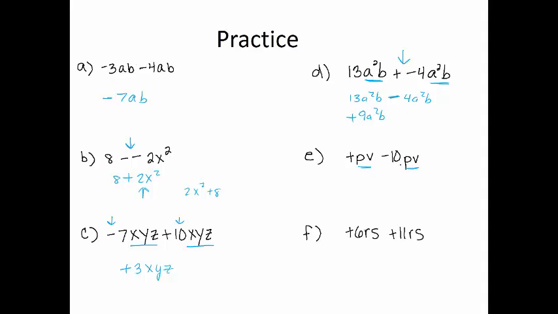Alright, like terms here. We have a positive PV and a negative 10 PV. So we have more negatives. How many more negatives? 9. RS and RS, these are like terms. They're both positive, so our answer will be positive. So we're going to have 17 RS.